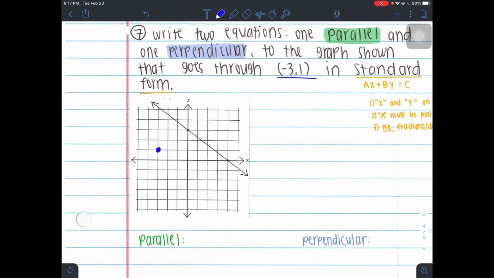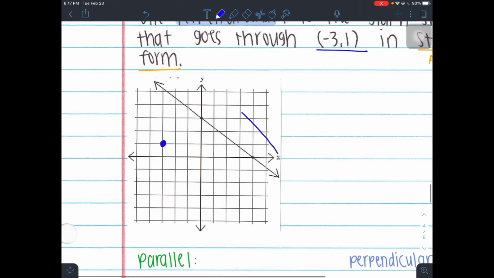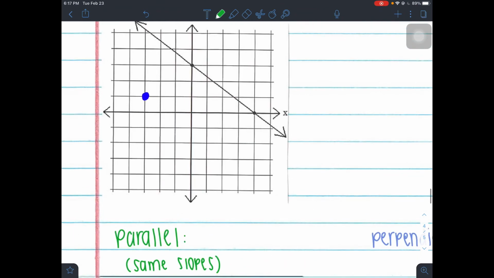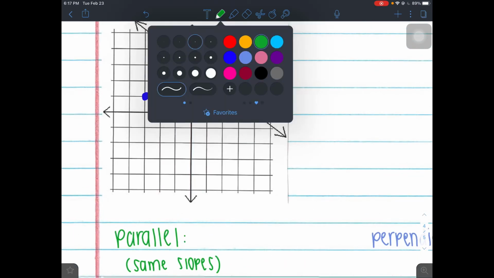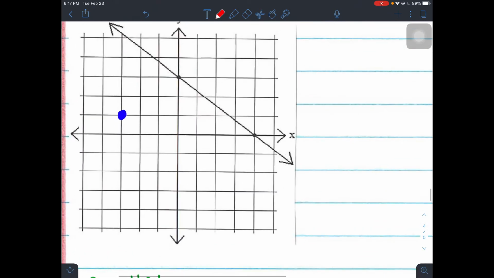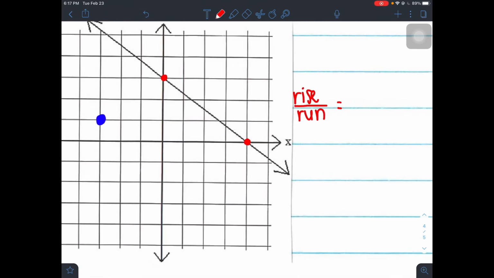All right, the first thing we've got to do is remind ourselves what this means. We want to create a parallel line to the line that's already given. Remember, parallel lines have the same slope. So let's go ahead and first identify the slope of this line, because we have to know the slope in order to create a parallel or a perpendicular line. So first thing I'm going to do is find the slope. I'm going to start here at the bottom and go to the top. Remember, the easiest way to find the slope of a line is to do rise over run if you're given a graph.